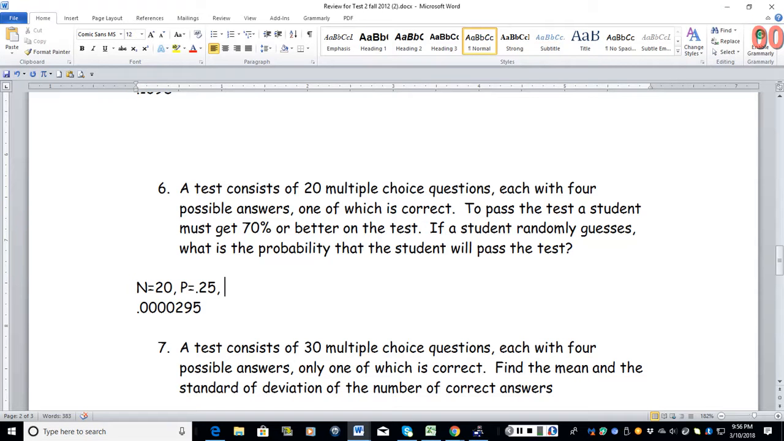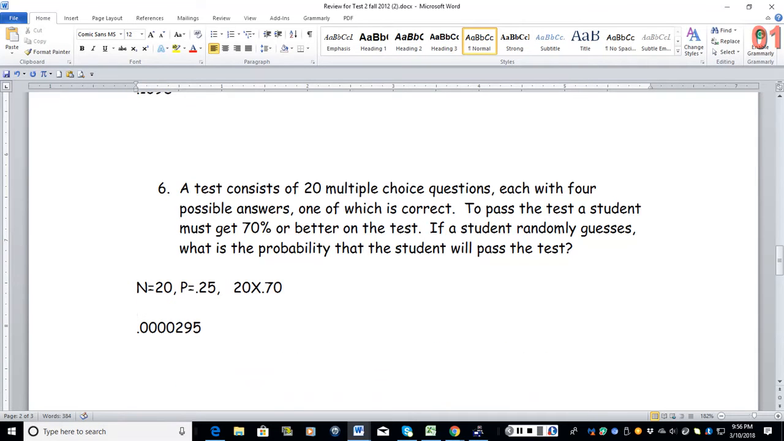And then our x is going to be, now look at c. It says to pass the test, the student must get 70% or better on the test. That must mean that if you have 20 questions and then you multiply that by 0.70, then that means what you have to get in order to pass the test is 20 times 0.70. It's going to be 14 questions. So you must get 14 or better on the test.